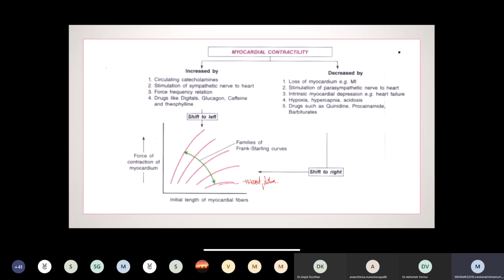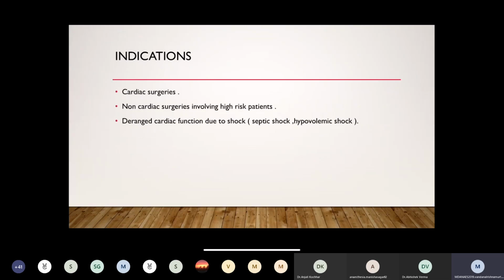Clinical assessment of cardiac output is often inaccurate. The newer techniques for cardiac output measurement are becoming less invasive, so they might provide benefit to many patients without the attendant risk of invasive monitoring. Indications: cardiac output is mainly important in cardiac surgeries, non-cardiac surgery involving high-risk patients, and deranged cardiac function due to shock, like septic shock and hypovolemic shock, so that we can give treatment early and prevent further consequences.